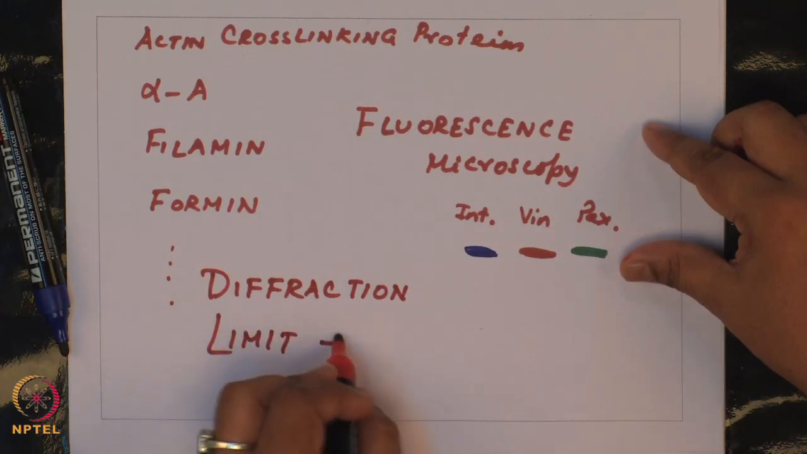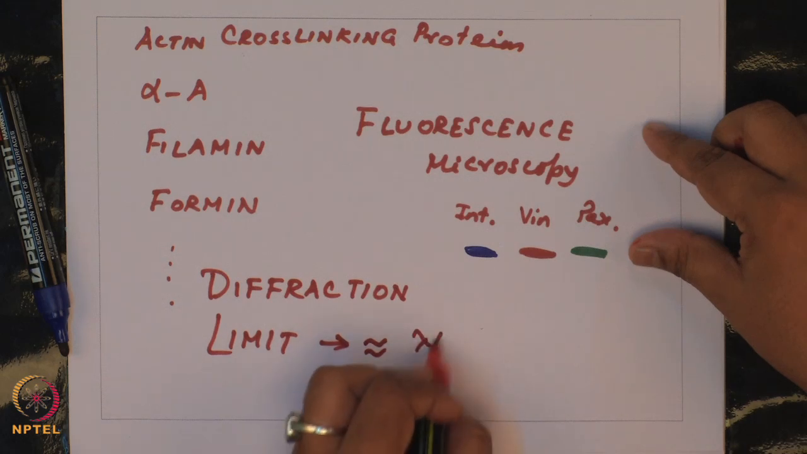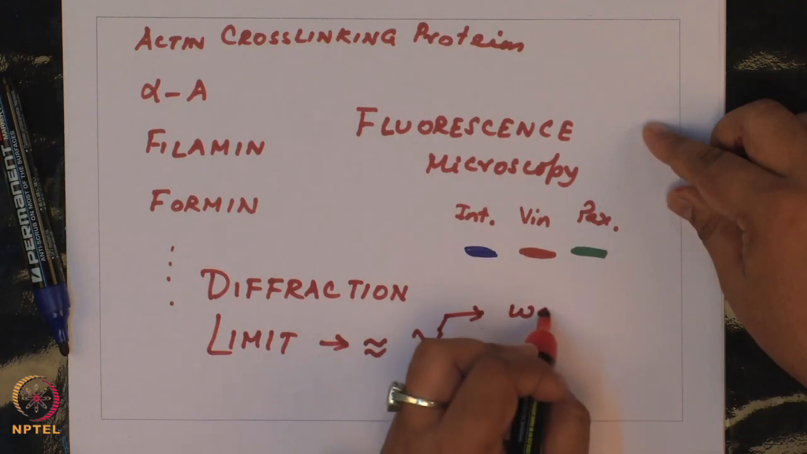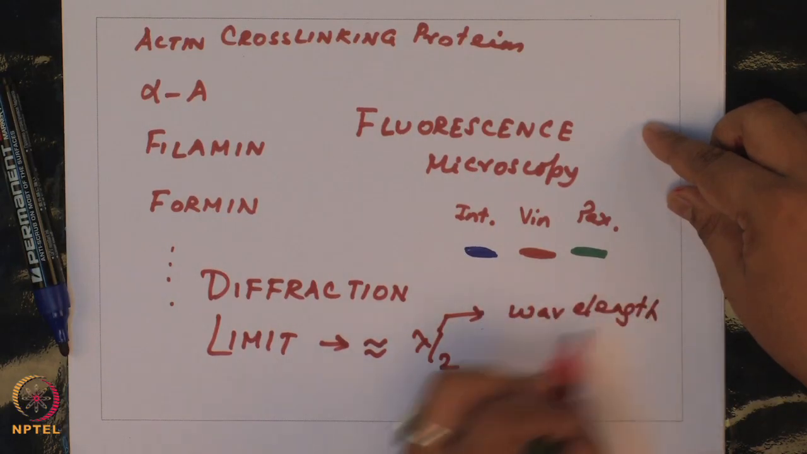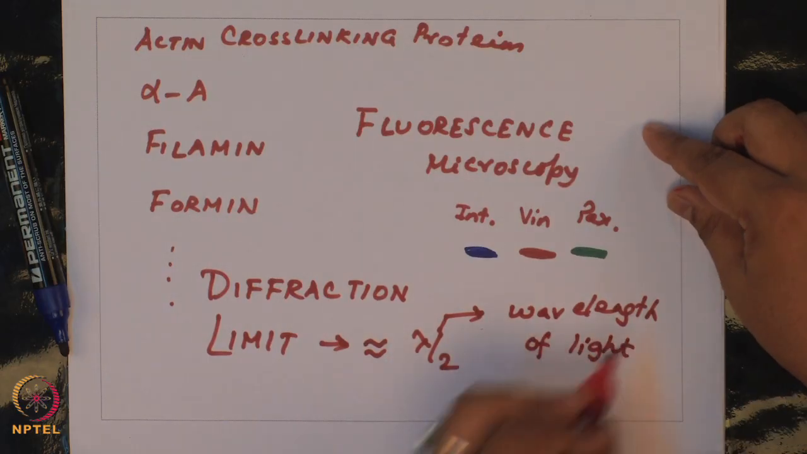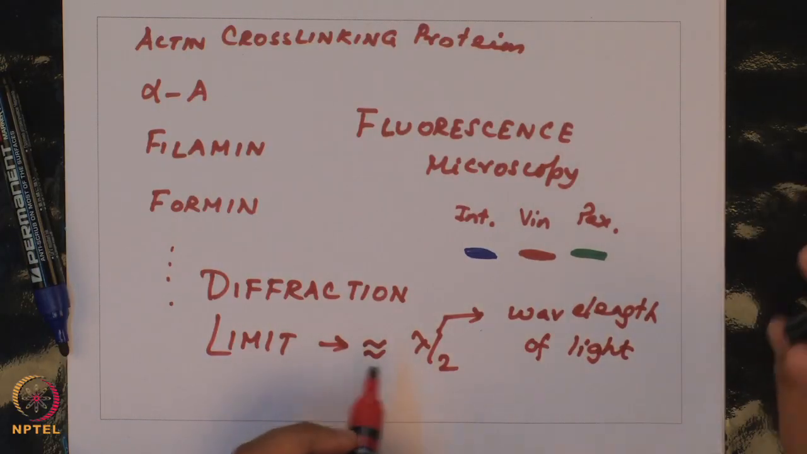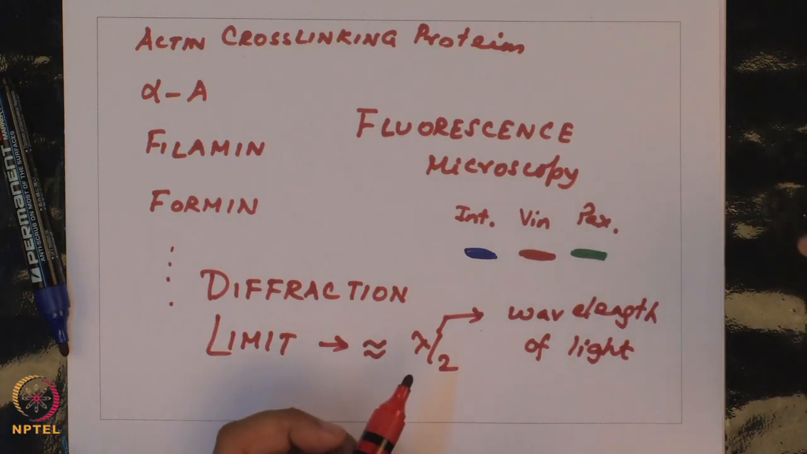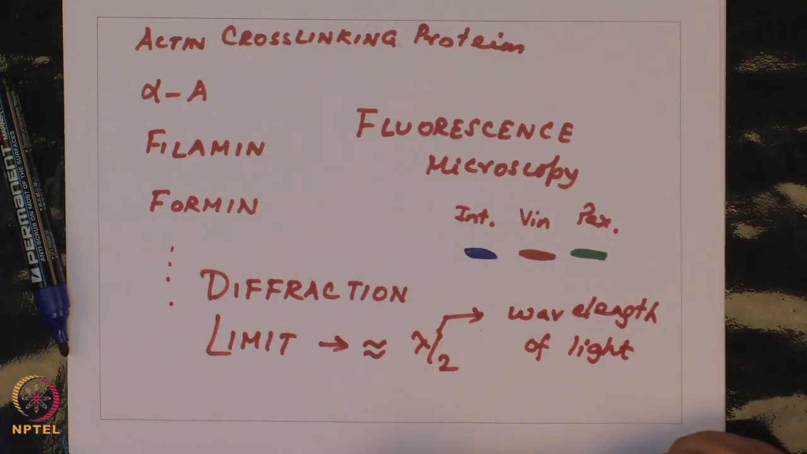Okay. So, the diffraction limit you can approximately say is lambda by 2, where lambda is the wavelength of light. This is not the exact expression, but it roughly gives you an idea of the resolution limit. Most microscopes have resolution limits of the order of 200 nanometers, which is to say that an object less than 200 nanometers would look like 200 nanometers. Even if you take a particle which is 10 nanometers in size, in the microscope image it will appear to have a width of the order of 200 nanometers.